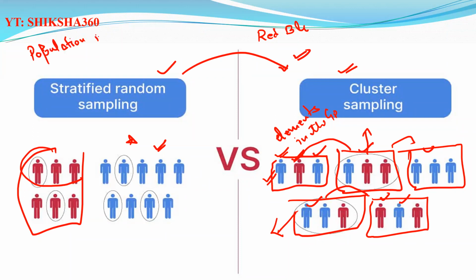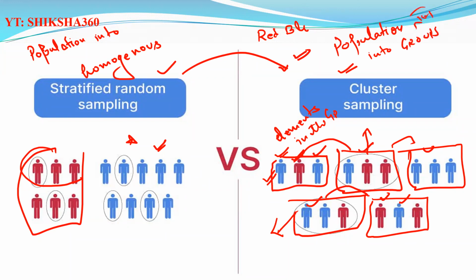Under that, the population into groups, not homogeneous. Here there is not any word homogeneous under the cluster sample.